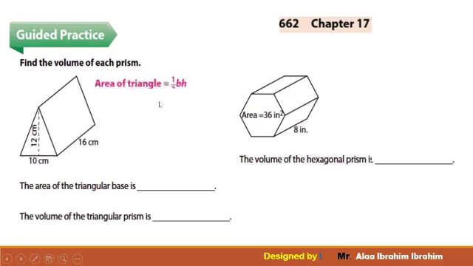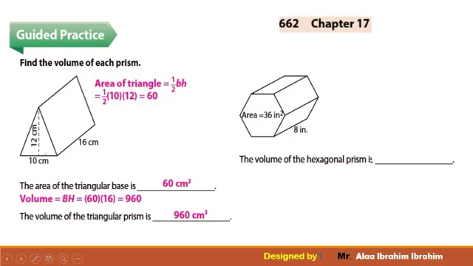So I have to find the area of the triangle first. Half times base times height. It means 60. This is the area of the base. But what is the volume of this prism? Volume of a prism is B times H. This is your B, this base area 60, times H. This is your height, this is your capital H. So I have to multiply 60 times 16. Area of base means B. So 960. So 60 is my area of the triangle, and the volume is 960. You know now how to find the volume.